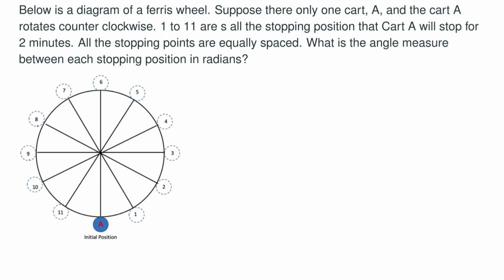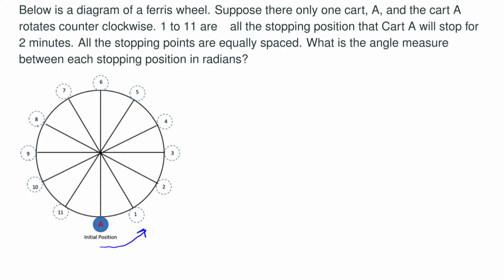Below is a diagram of a Ferris wheel. Suppose there's only one cart A, and cart A rotates counterclockwise. 1 to 11 are all other stopping positions. Cart A will stop for 2 minutes. All the stopping points are equally spaced. What is the angle measure between each stopping point position in radians? So in this problem, the cart starts from here and starts rotating this way, so counterclockwise, and it will stop at each position for 2 minutes.